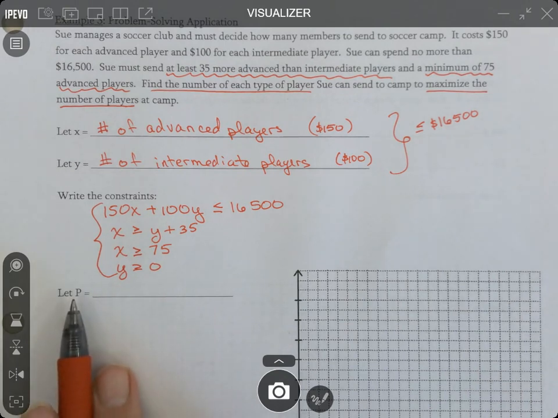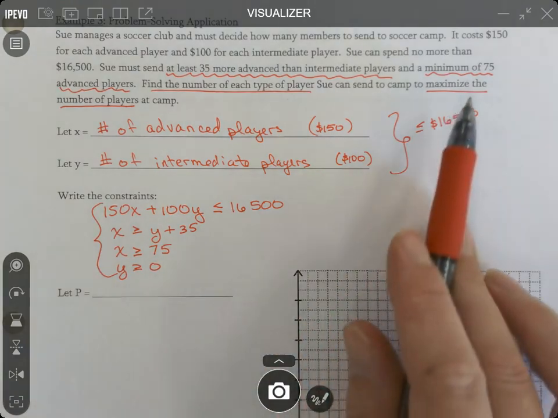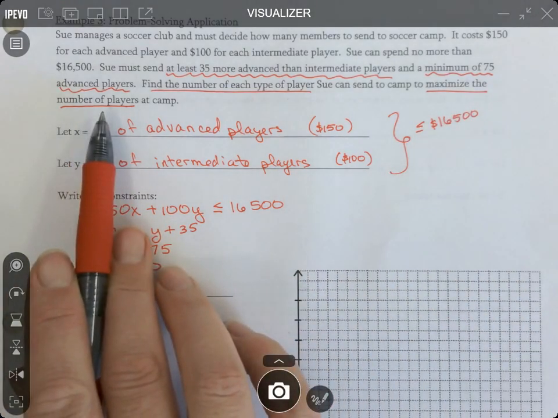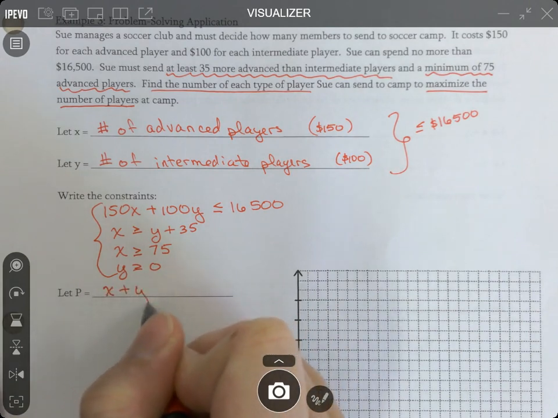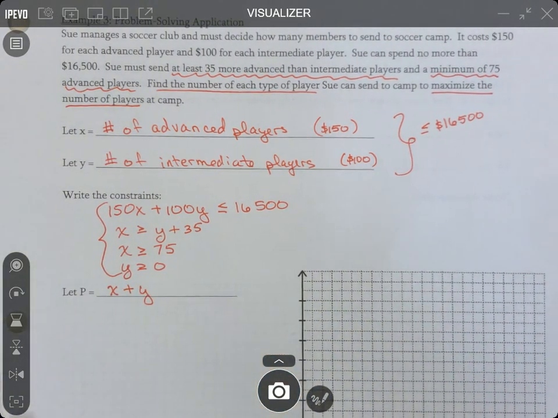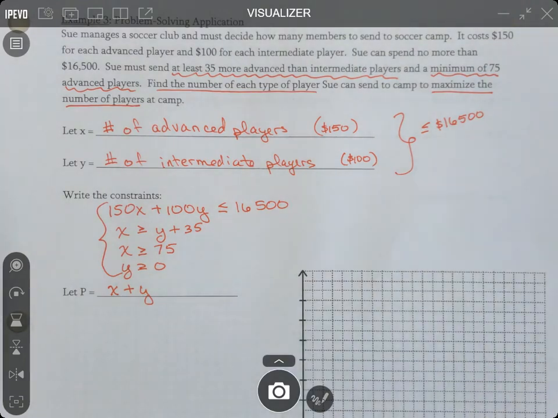Our objective function is not profit. So we just use P as general. But what's the objective, guys? To maximize the number of what? So everyone gets confused on this, but it's just X plus Y. There's no money here. It's just advanced players plus intermediate. We want the most of them.